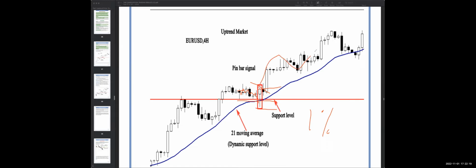From there, what did price do? It just went way up. So now you end up with maybe 5-6% in profits. The loss is already recovered and you still end with net positive. Okay, so this is just an example of a pin bar on a support. It's on a support level, and it's on the 21 moving average. These are the confluences we're talking about. All right, so I hope that's clear as well.